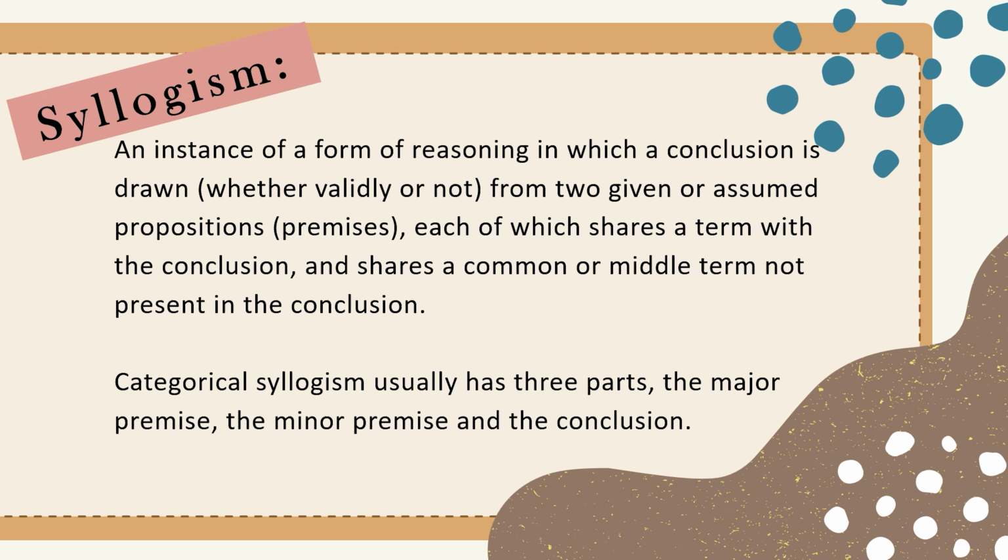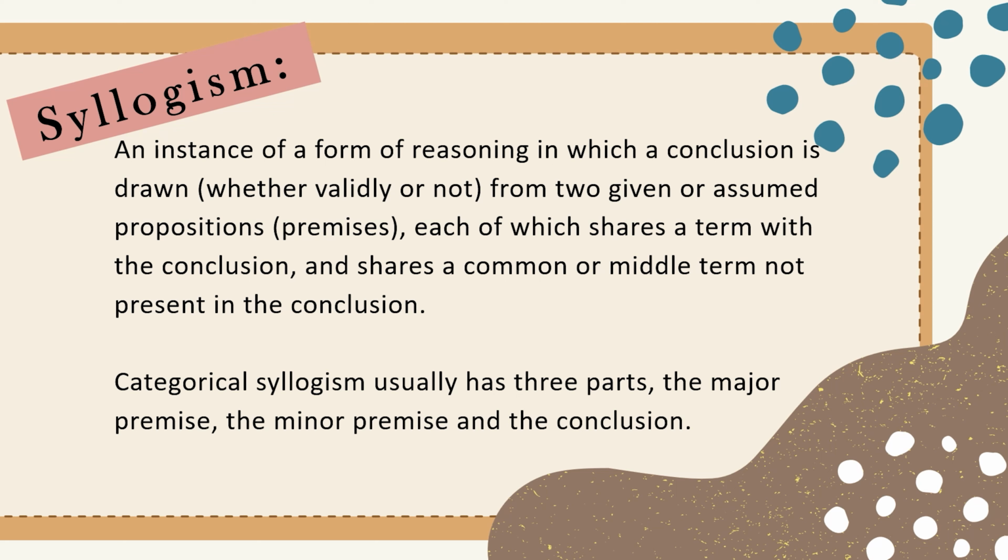Syllogisms come in various types, including valid and invalid ones, and they are a foundational concept in classical logic and critical thinking. The structure of a syllogism helps analyze the logical relationship between the premises and the conclusion, making it a valuable tool for evaluating the soundness of arguments and the validity of reasoning.